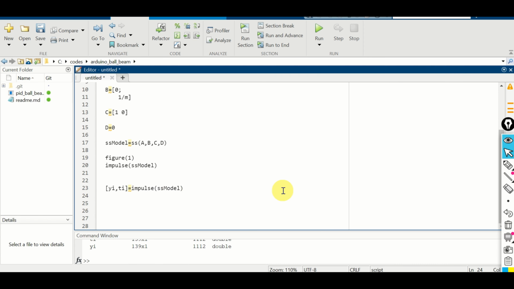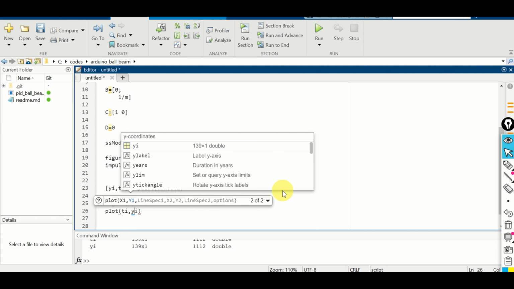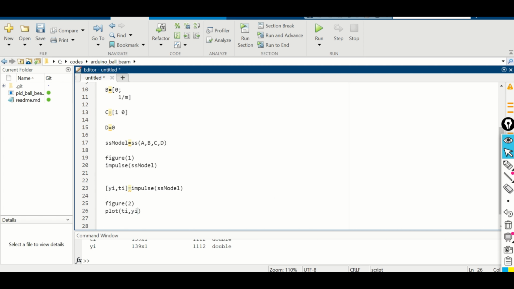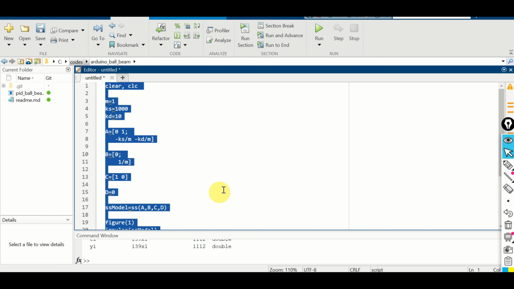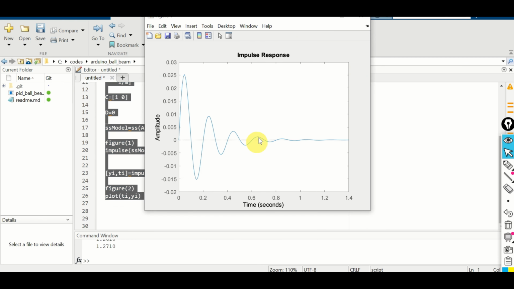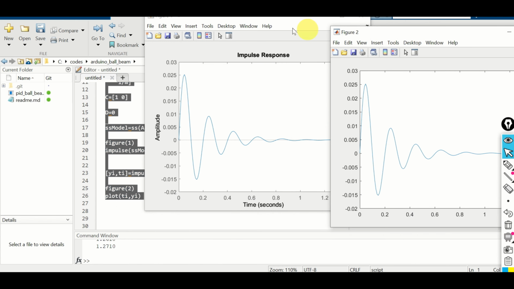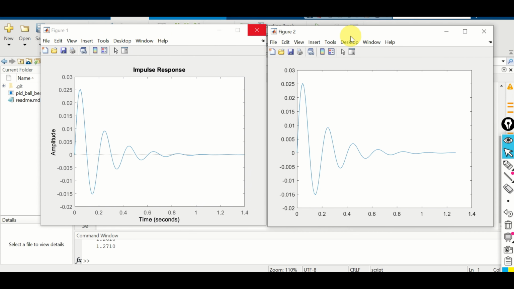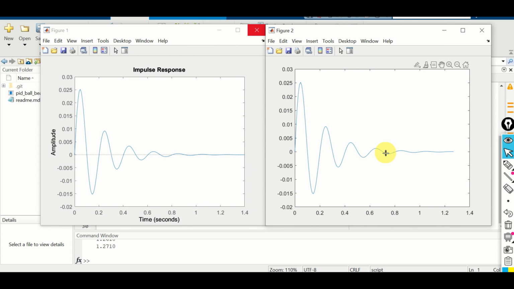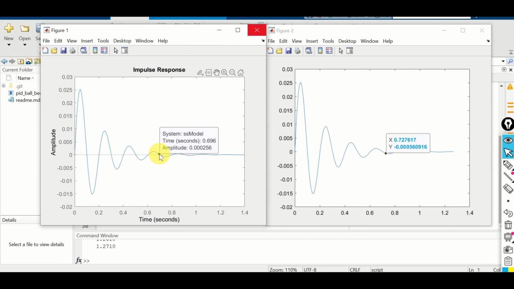Okay, let's now plot this extracted impulse response. Let's define figure 2, and let's do plot ti, yi, and that's it. Okay, let's see the result. And over here you can see that the two graphs are identical. This means that we are able to properly extract the impulse response time series, and later on you can do some additional analysis by using this time series.